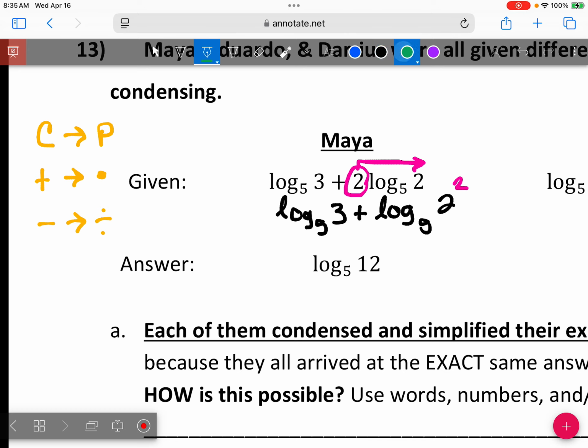Our next step is to take our addition and turn it into multiplication. So we want to take our log base 5 and multiply these two arguments. We're going to have our 3 times our 2 squared, or 3 times 4. What is 3 times 4? 12. So she did the right thing. Her answer is correct. Log base 5 of 12 is the exact same thing as log base 5 of 3 plus 2 log base 5 of 2.